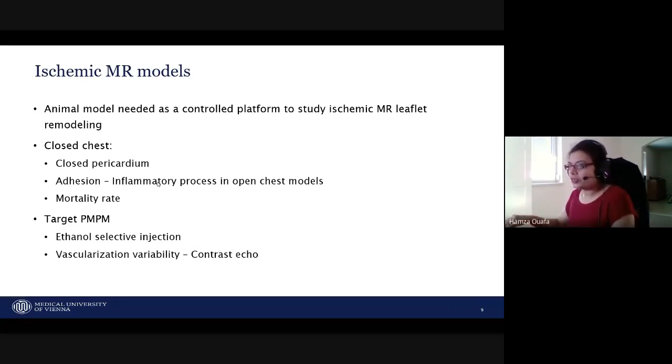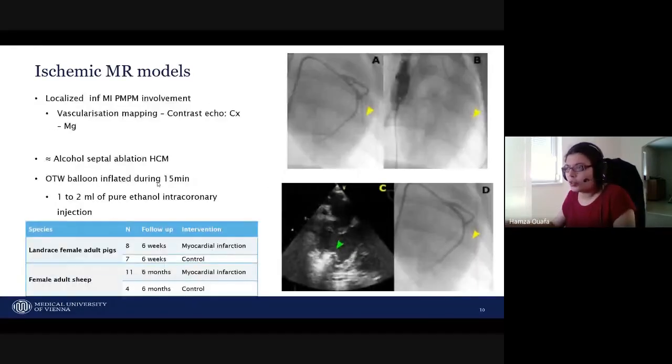So what we decided to do to have an ischemic MR was to target the posterior papillary muscle, and to do so, we decided to inject ethanol selectively. But the main problem was to identify the irrigating branches of this posterior papillary muscle. It was a little bit challenging, knowing that there is an anatomical variability. So which branch is actually irrigating the posterior papillary muscle?